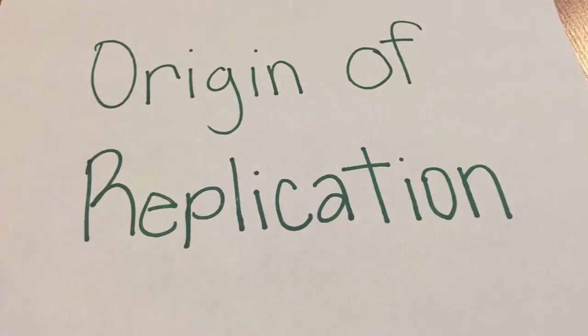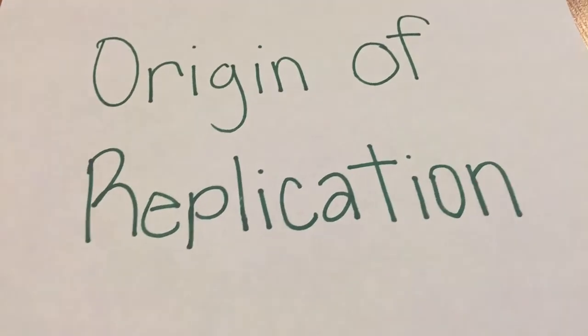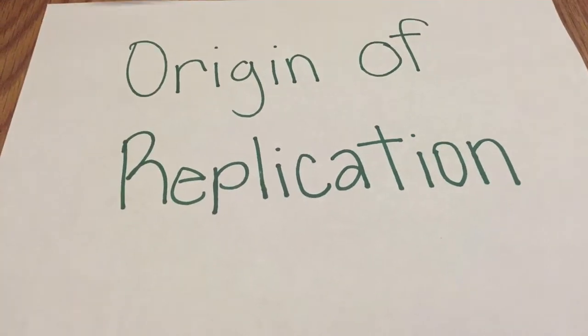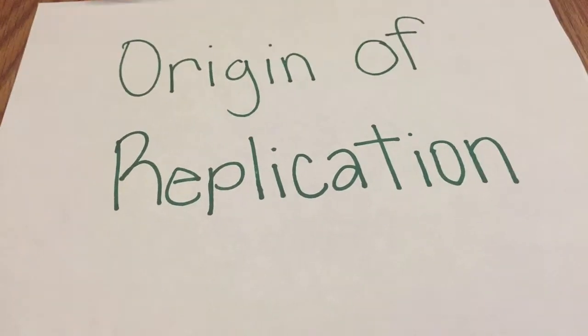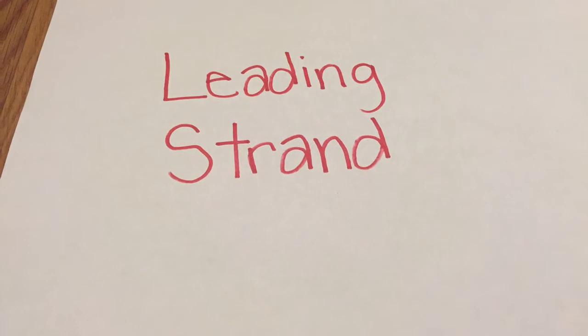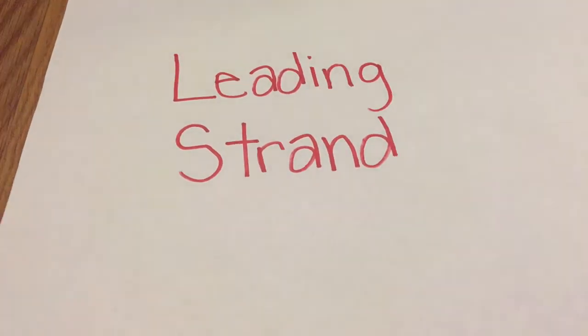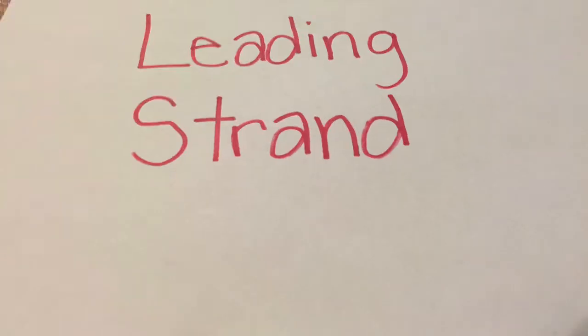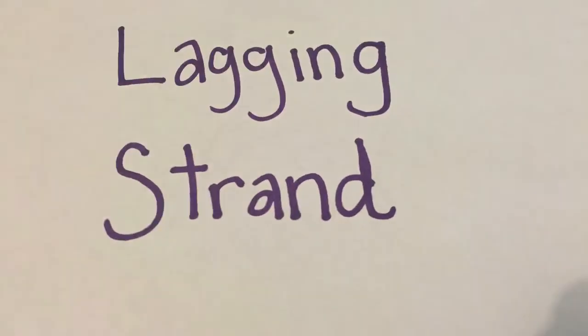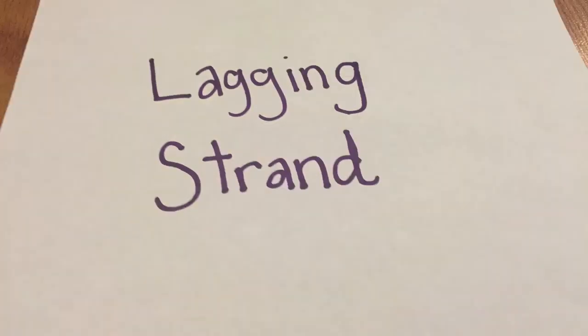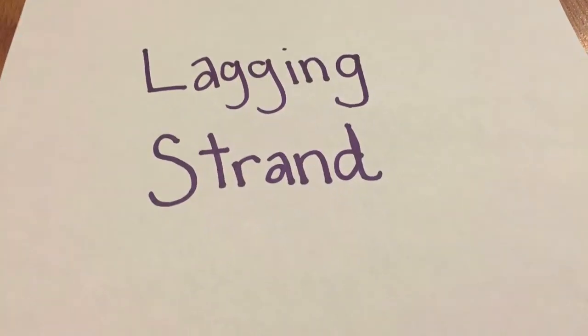The first is the origin of replication. It is where helicase will start from. Now we have the leading strand. This is the faster of the two strands, and it's because of the direction it goes in. And we also have the lagging strand. This is the slower of the two strands and is made up of Okazaki fragments.